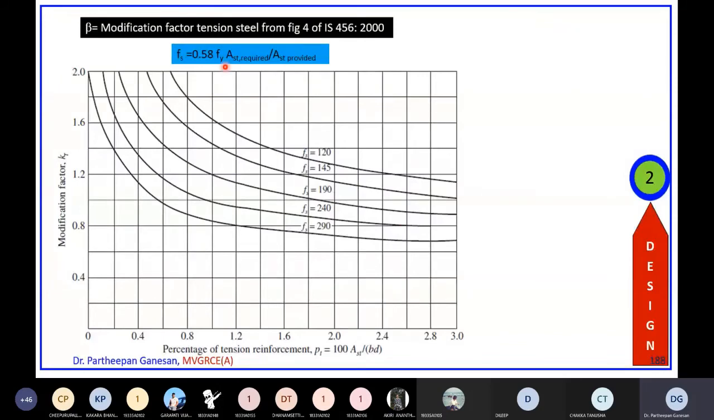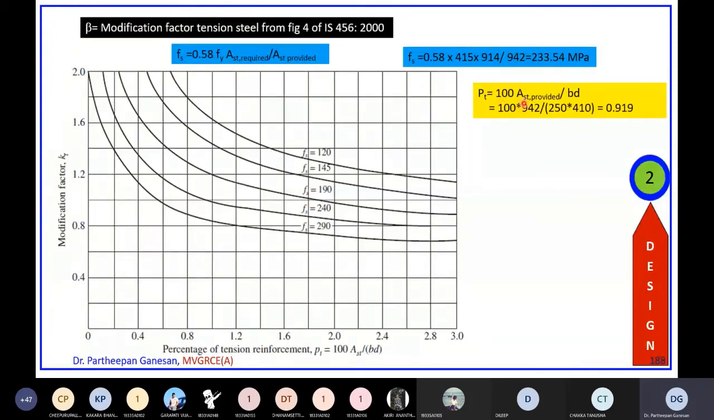So Fs equals 0.58. Fy, the yield strength, is 415. AST required was 914, I guess. 914 we found out as the final AST required. AST provided was 942. If you calculate that, Fs comes out to be 233.5 MPa. Along this curve, you have to look at this 233.54. Now the percentage of steel provided, we already found, is 0.919. The percentage of steel is always 100 AST divided by BD. So 100 into 942 divided by 250 into 410 is 0.919.